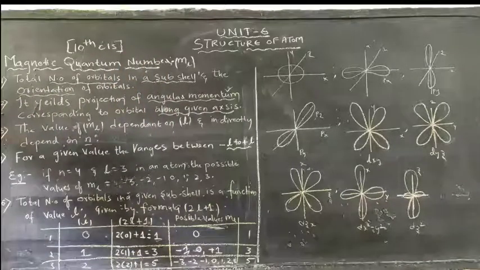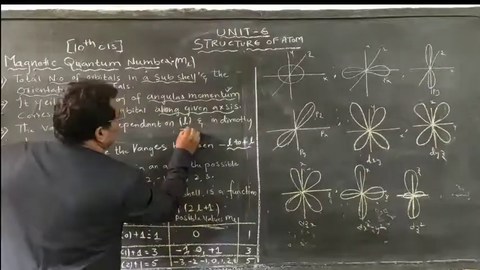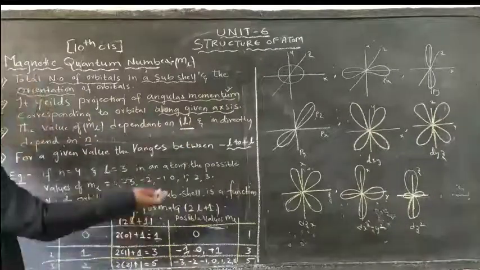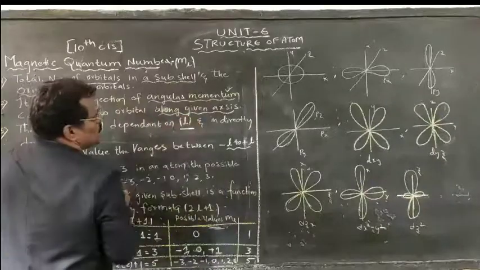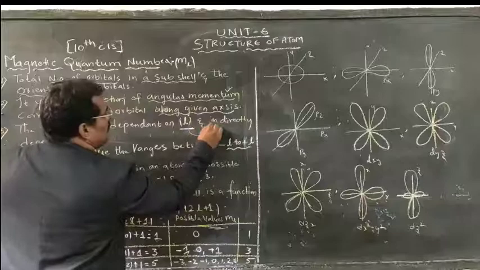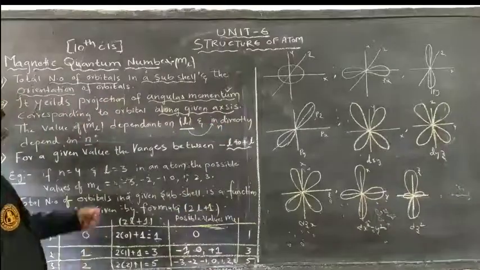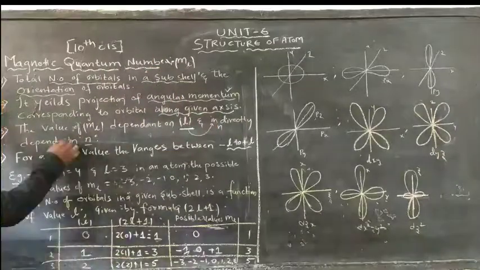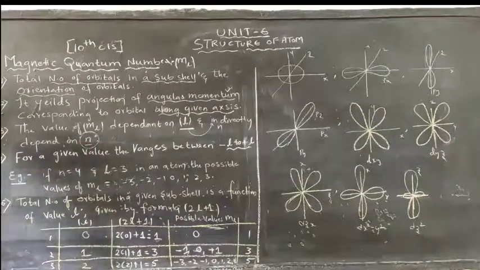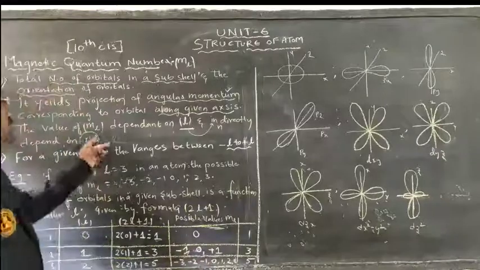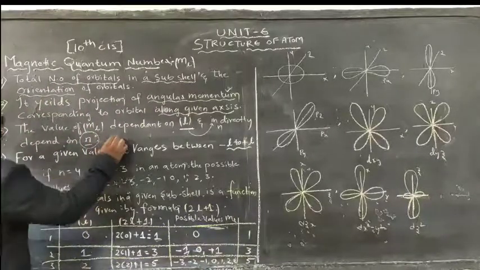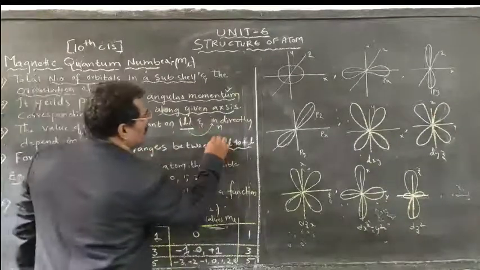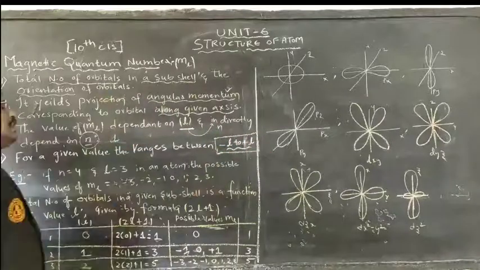This magnetic quantum number depends upon the azimuthal quantum number, that is, l represents the azimuthal quantum number, and as it depends upon l, this azimuthal quantum number depends upon the principal quantum number. Therefore, this ml, the magnetic quantum number, indirectly depends upon the principal quantum number. For a given value of l, the range will be from minus l to plus l.